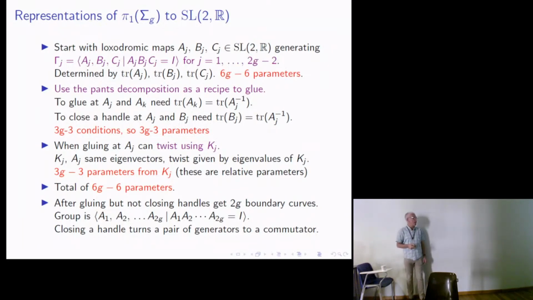Just a note then, that after gluing but not closing handles, I'm going to get something where I have 2G generators whose product is the identity. Closing the handles in each case turns each pair into a commutator, and then I get the usual presentation of a surface group. So that's just a nice way of constructing how you get the usual presentation for a surface group, from the nuts and bolts sort of way.